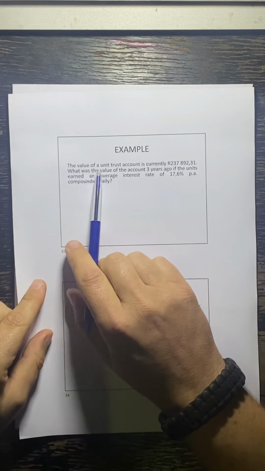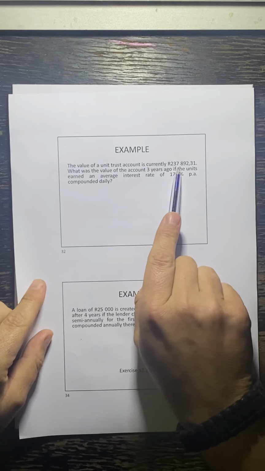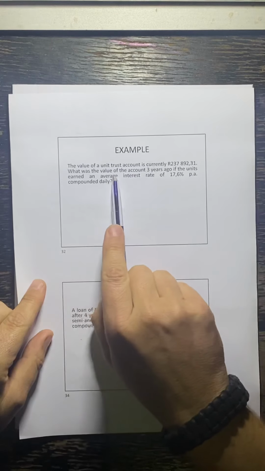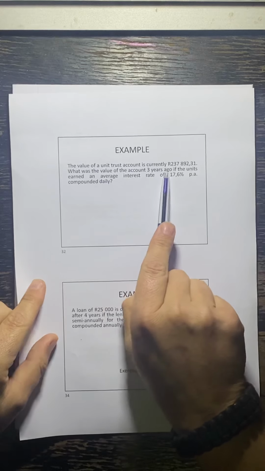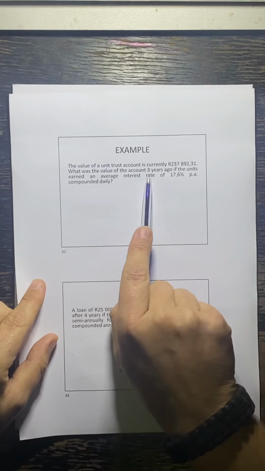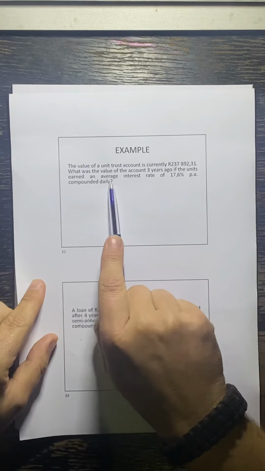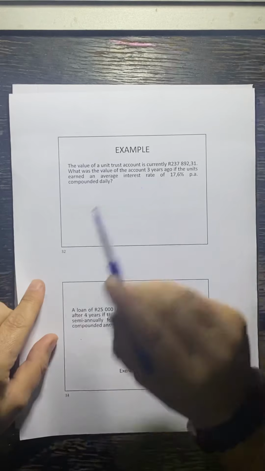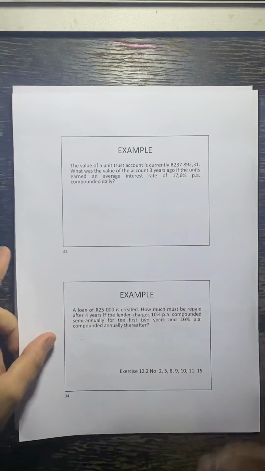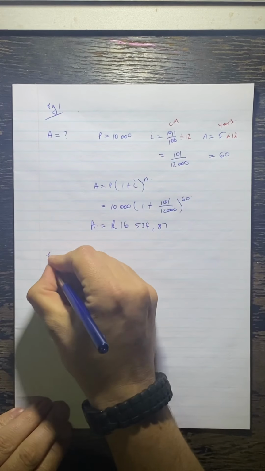The value of a unit trust account is currently 237,892 Rand and 31 cents. What was the value of the account 3 years ago if the unit earned on an average interest rate of 17.6% per annum compounded daily? Okay, so this one we have to work backwards. We've got the final amount, we just need to work out the principal amount.